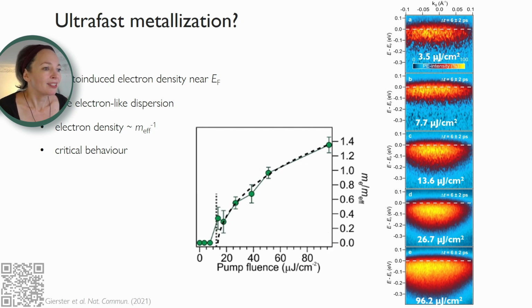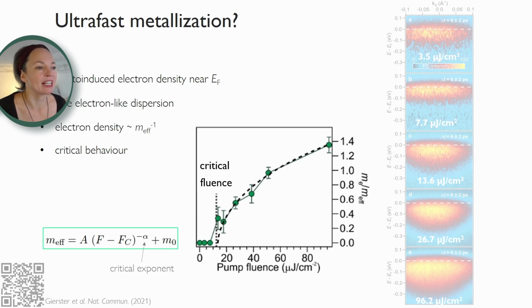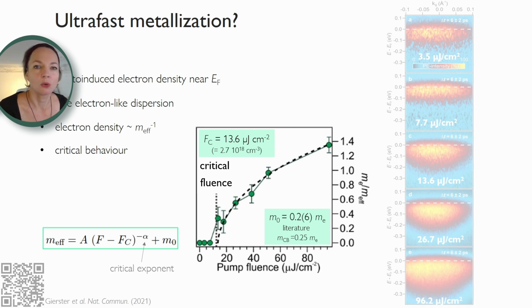When we plot the inverse effective mass as a function of laser pump fluence, we see clearly that it shows critical behavior, and we can extract a critical fluence of 13.6 microjoules per square centimeter, which is really orders of magnitude smaller than what is usually needed to drive photoinduced phase transitions.